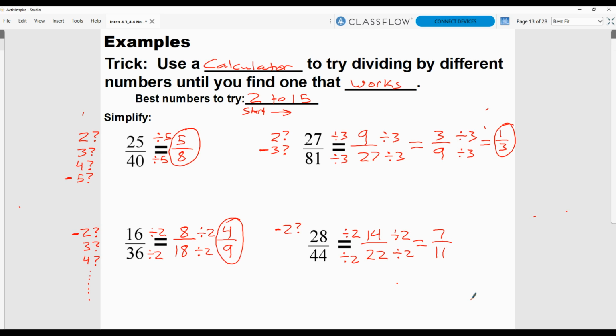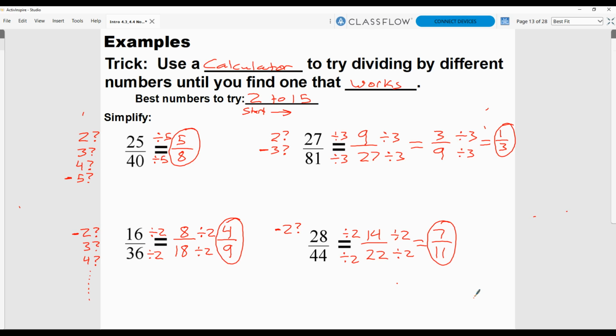All right, and if I take a look at those numbers, there is nothing I can divide both 7 and 11 by evenly. In fact, both of these are actually prime numbers. If you remember prime numbers, that means nothing goes into them except for the number 1 and the number itself. All right, so there is my simplified fraction of 28 over 44. It's an equivalent fraction and it can't be divided anymore.